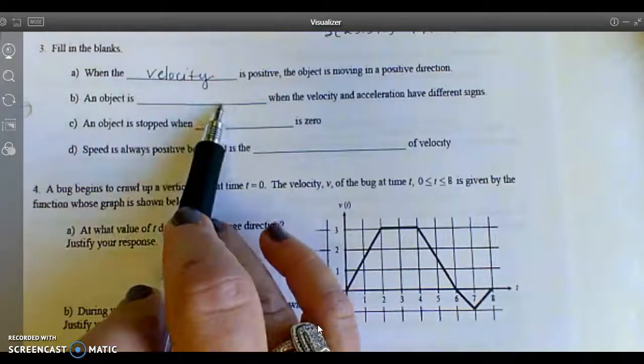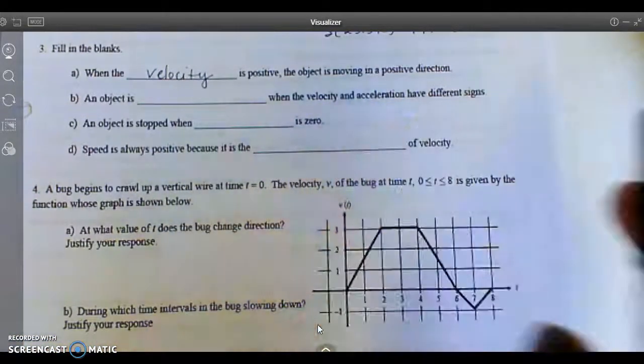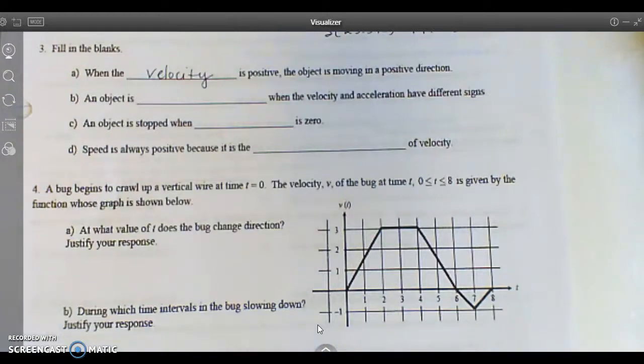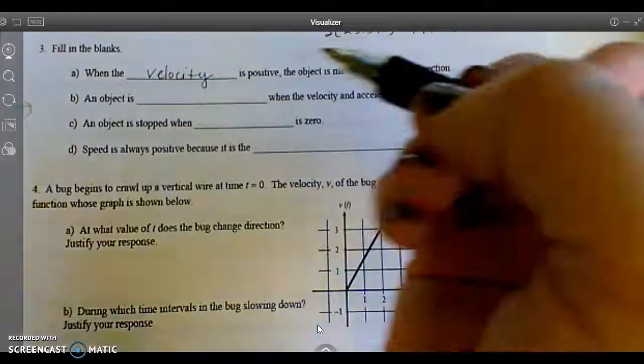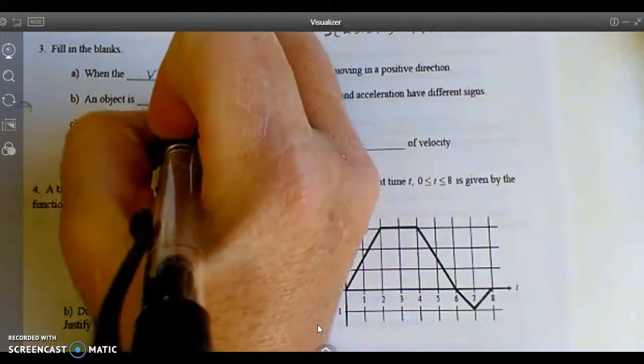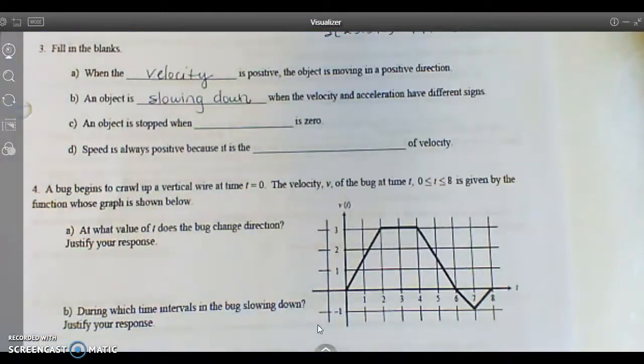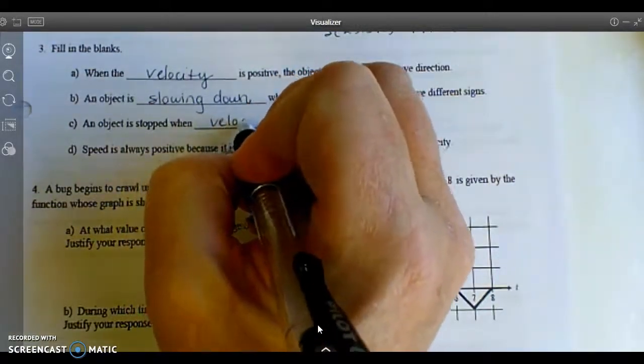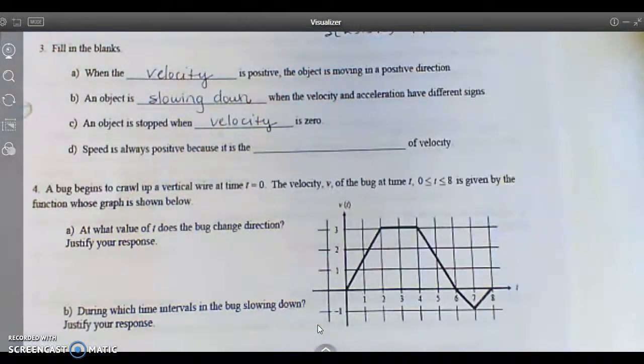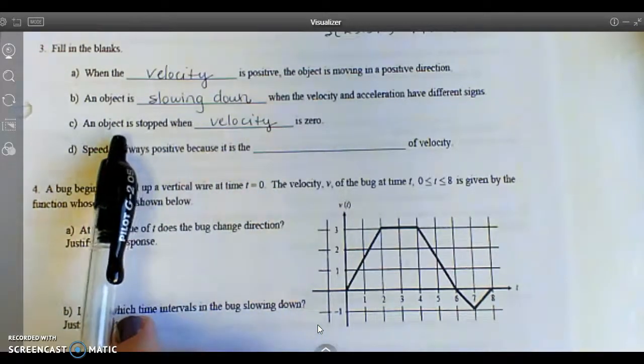Okay? An object is slowing down when the velocity and acceleration have different signs. This has to do with speed and all kinds of different things, but we're just going to say slowing down for right now. An object is stopped when the velocity is 0. So if you drive to school in the mornings and your car is parked in the parking lot, when you park, the velocity would be 0. And then when you leave, you're going to move again, so velocity is no longer 0. So velocity is 0 when the object is stopped.